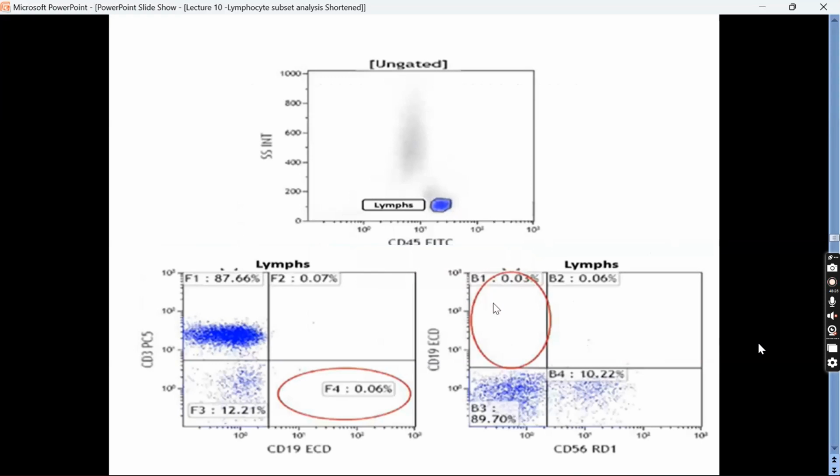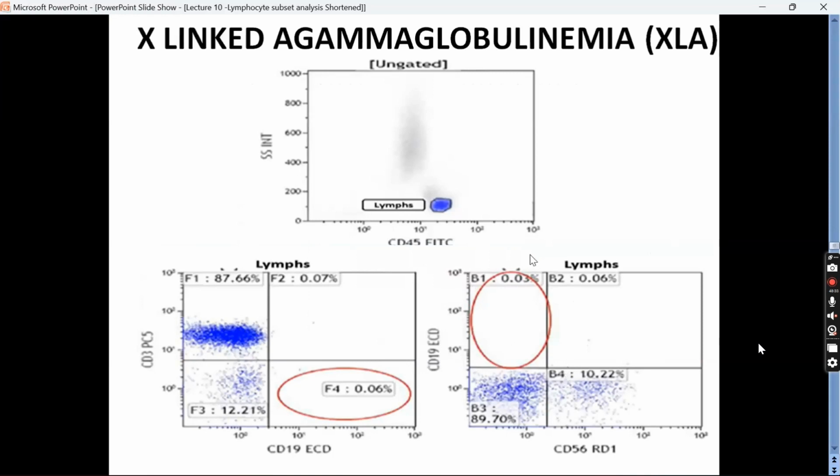So this is again a case of X-linked agammaglobulinemia. They will find no B cells at all. You find T cells and NK cells. And very important: whenever you are giving this diagnosis, don't be in a hurry to call it X-linked agammaglobulinemia. You never know, the patient may be on anti-CD20 therapy.